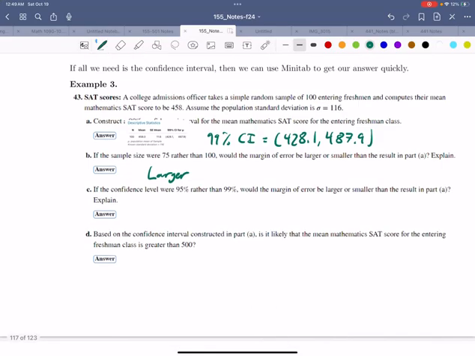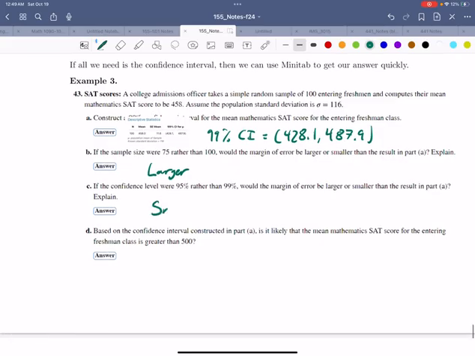If the confidence level were 95% rather than 99%, would the margin of error be larger or smaller? Pause the video. The answer is smaller, right? We're not as confident, which means that we have to shrink our interval.